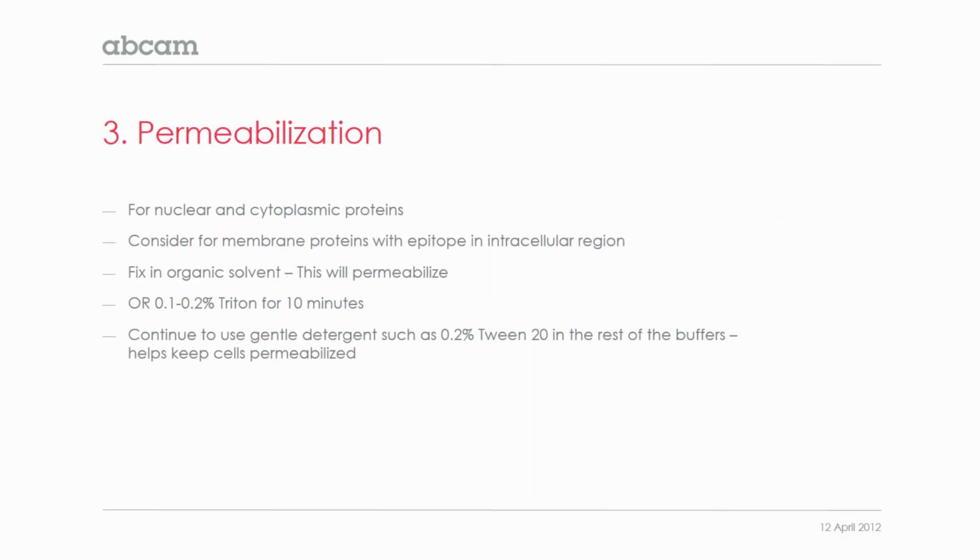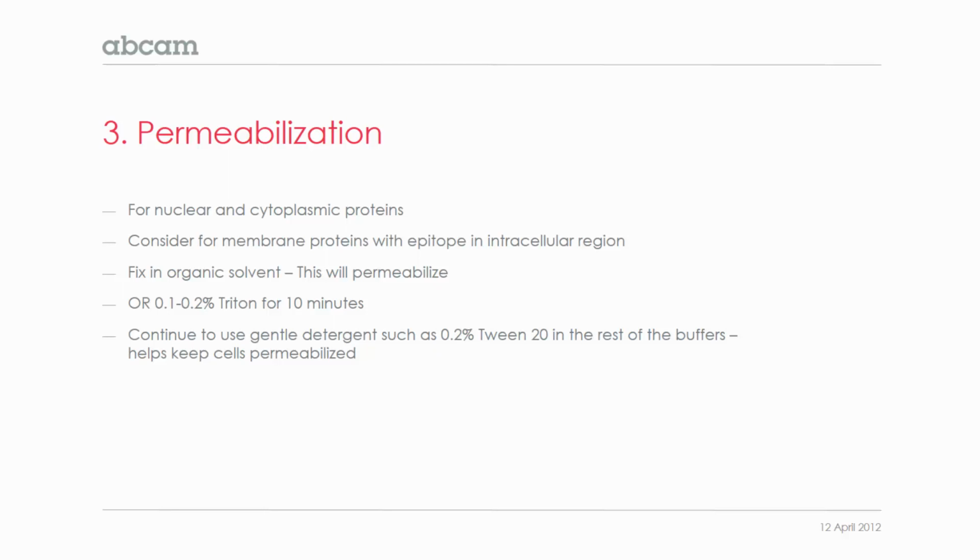Next, if you require it, you would need to do some permeabilization. The permeabilization is only needed for nuclear and cytoplasmic proteins. Sometimes you may need to consider it for membrane proteins that have an epitope on the cytoplasmic side of the membrane. And if you need more information about the particular antibody that you're using, you can contact our scientific support team.